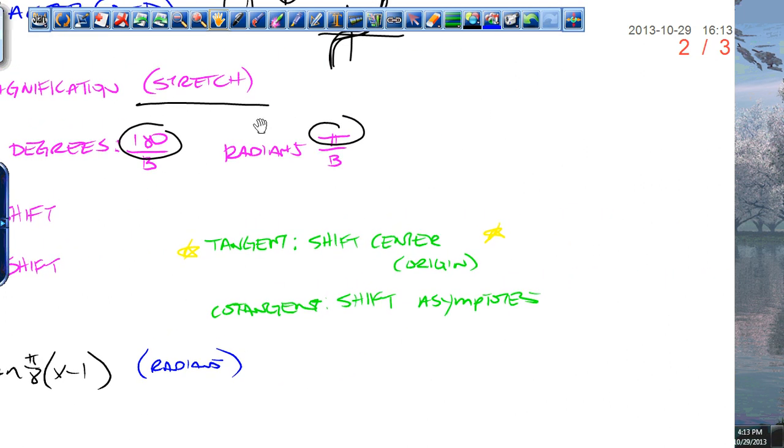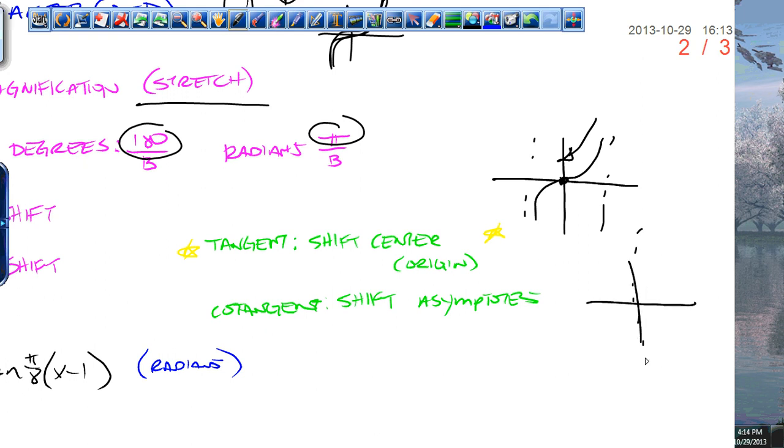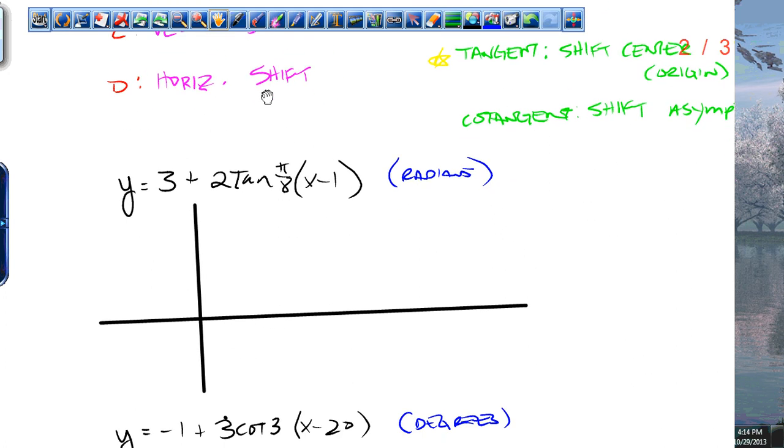Last thing about this is if you recall what the tangent looks like, it kind of goes through the center like that. And it's got asymptotes on either side and all that stuff. That's what I want us to focus on is this point right here when we shift it. Same thing for cotangent. If we have this picture and it kind of looks like that, I want you to focus on moving the asymptotes first, and then move everything else. Kind of got a couple examples here.